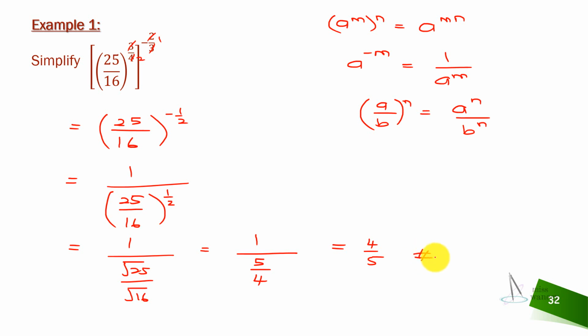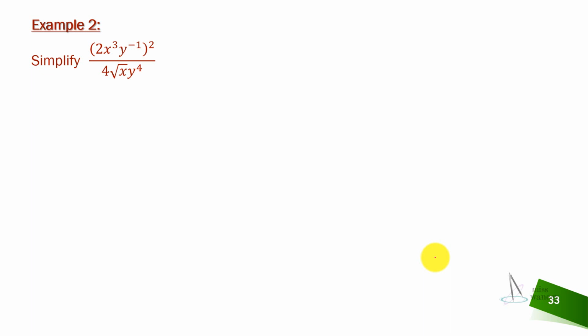Okay, so done with the first question. Let us proceed with the second question. Okay, so for the second one, we have to simplify 2x cubed y to the power of negative 1 squared over 4 square root of x y to the power of 4.